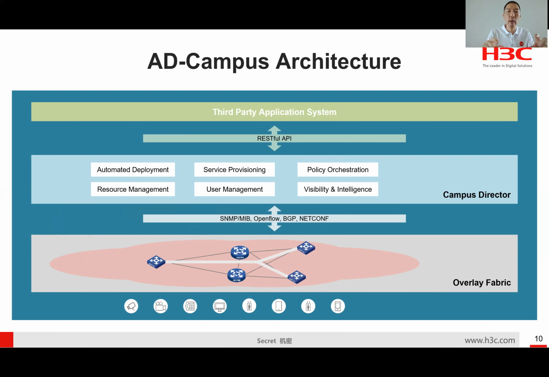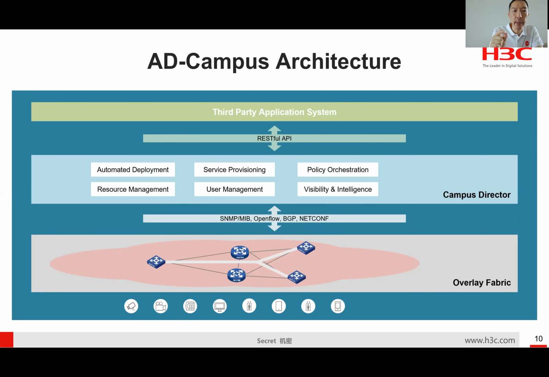All this, we will come going up to what we call the campus director. As I said, ADCampus is the solution where we have all the network components, and then we put a brain to manage everything. So the brain is the director. That means the director can manage and control all the network devices, down to the devices that you connect to the network.